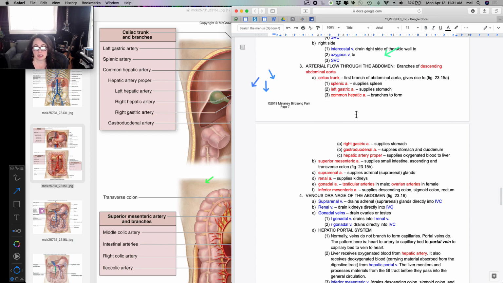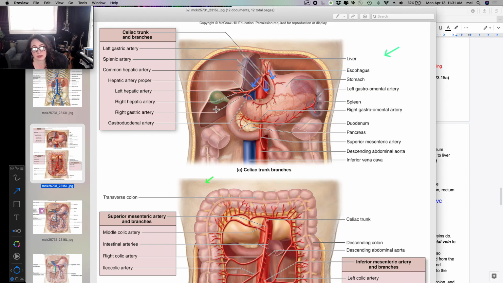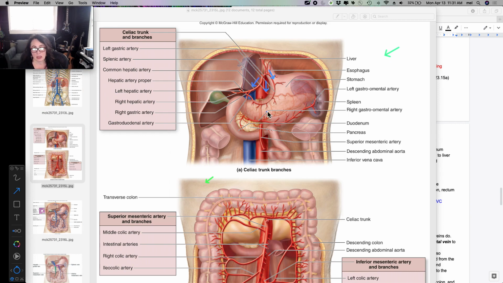The branches of the common hepatic are going to be the right gastric, the gastroduodenal, and the hepatic artery proper, or sometimes called the proper hepatic artery. So let's find those branches. Ready? Okay, so this guy right here, do you see him? This guy right here is carrying blood this direction, okay? And it is carrying blood to the lesser curvature of the stomach from the right side. It's called the right gastric artery. It forms an anastomosis with the left gastric artery.